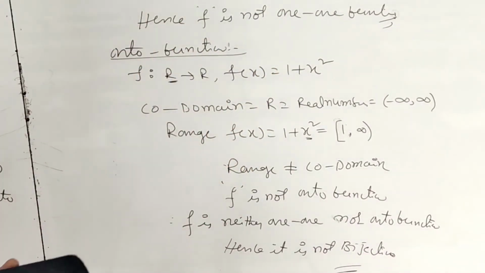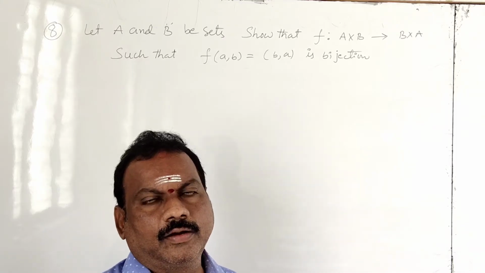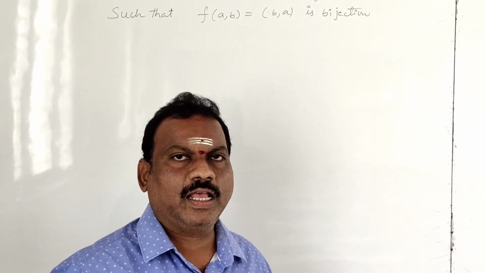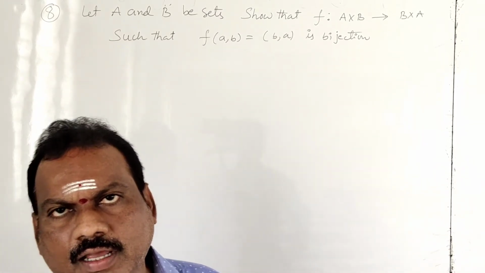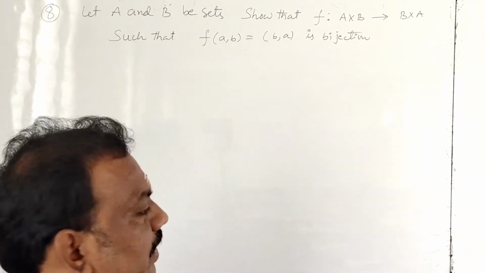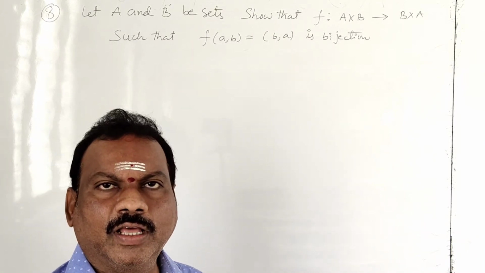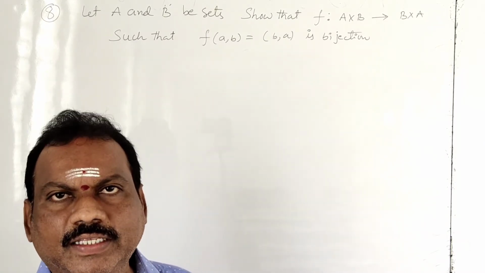Understood, students? Right. Good morning, students. So in the last class we explained exercise 1.2 in functions. Up to 7 problems are completed. We'll go through the 8th problem. What is given in the 8th problem?